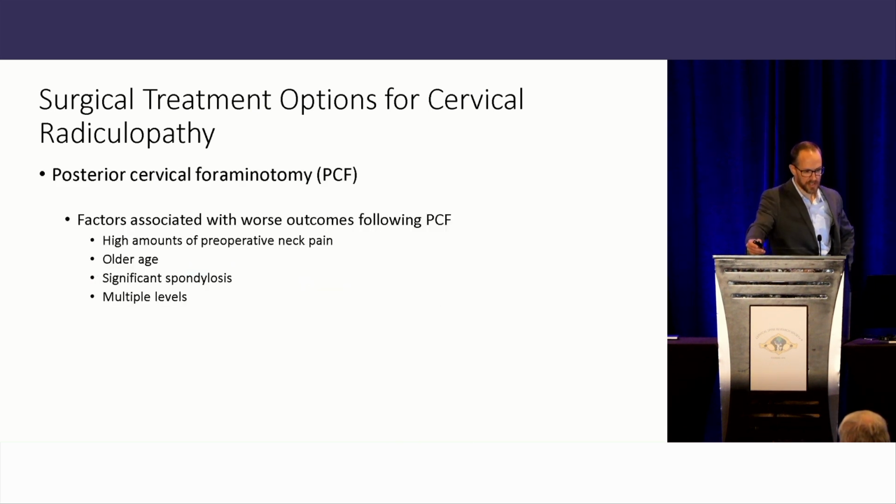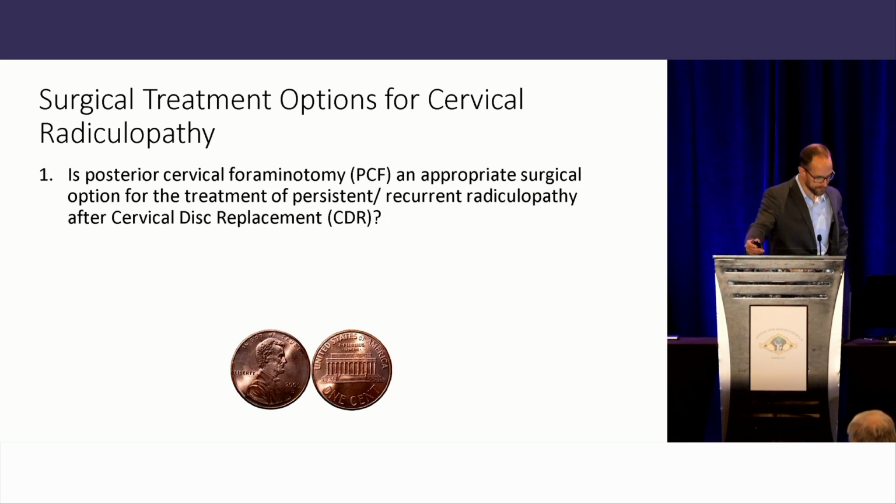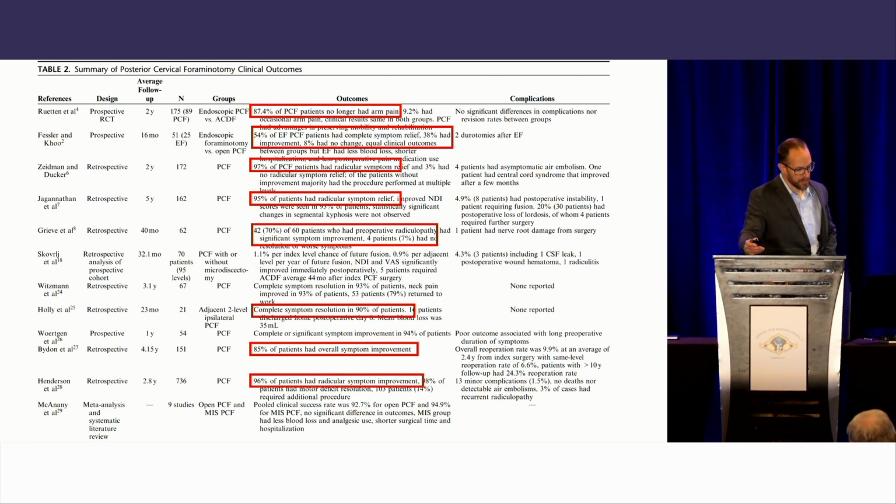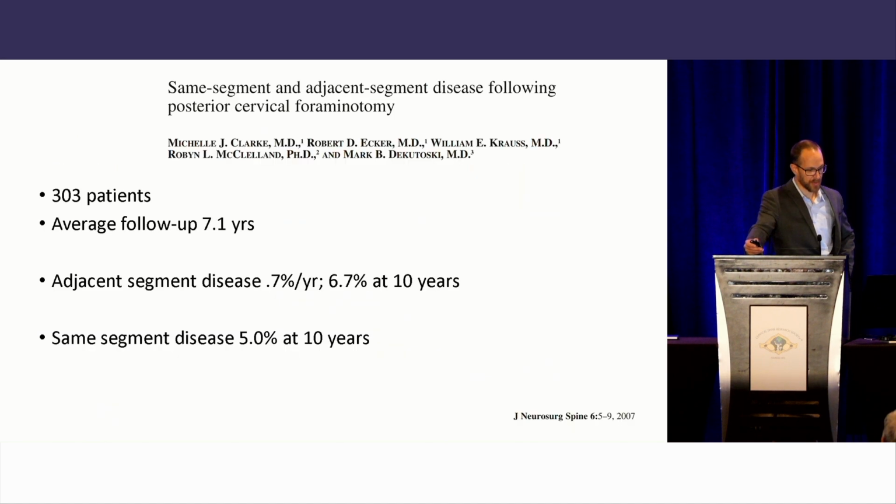There are a few factors that are associated with worse outcomes following posterior cervical foraminotomy. One would be high amounts of pre-op neck pain, older age, or patients that are severely spondylotic or with severe facet arthropathy, and then patients with multiple levels of foraminal stenosis. This is a really nice slide from a review article showing high rates of improvement following posterior cervical foraminotomy.